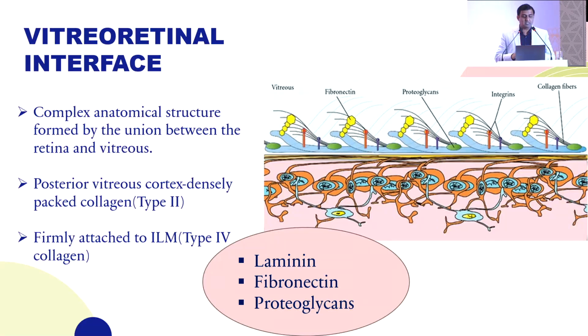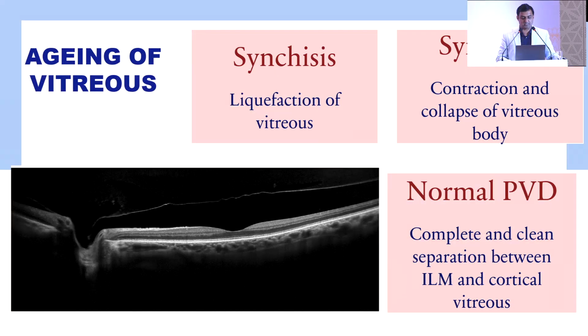So what's the vitreoretinal interface? It's basically a complex anatomical structure that is formed by the union between the retina and the vitreous, and the posterior vitreous cortex densely packed by the collagen type 2 and firmly attached to the ILM, that is type 4, that is the laminin, fibronectin and the proteoglycans.